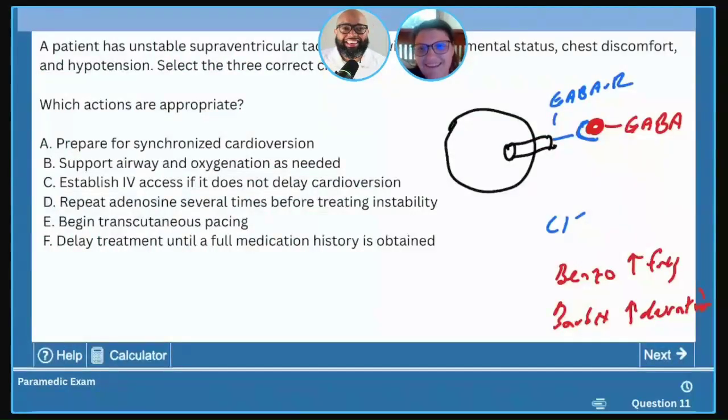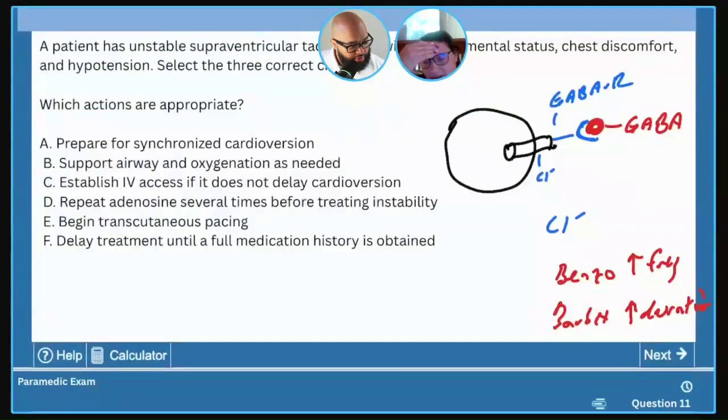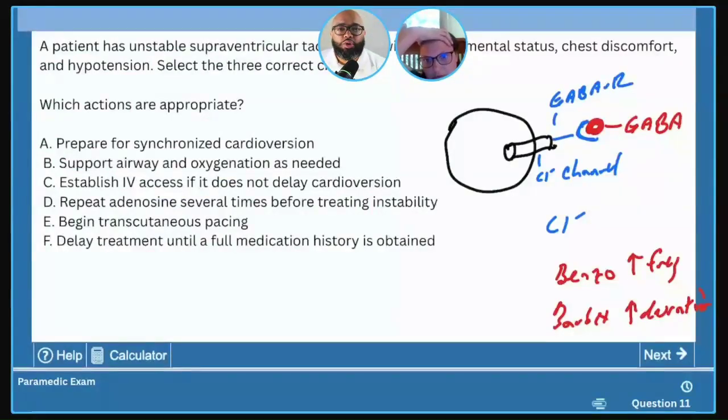Try it again. So the benzo increases the frequency of the calcium channel opening. Not calcium, chloride. The chloride channel opening. And the barbiturate increases the duration of the channel opening. So one makes the door open faster. The other, once it's open, keeps it open longer.